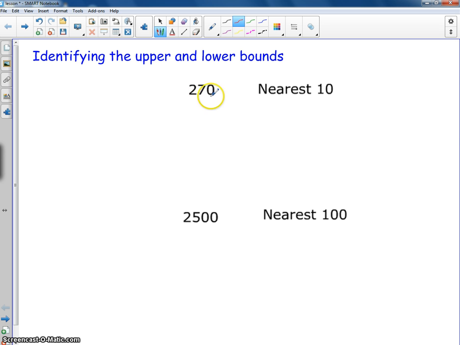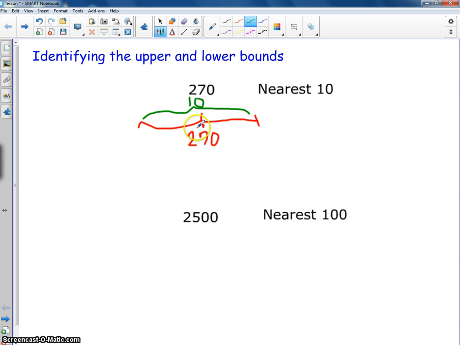Now, if 270 is already rounded to the nearest 10, what could be its smallest possible number, and what could be its highest possible number? So if we look at this, this is rounded to the nearest 10. So you can imagine 270 is somewhere in the middle of the lowest and the highest. So basically the difference between the lowest number and the highest number must be 10.